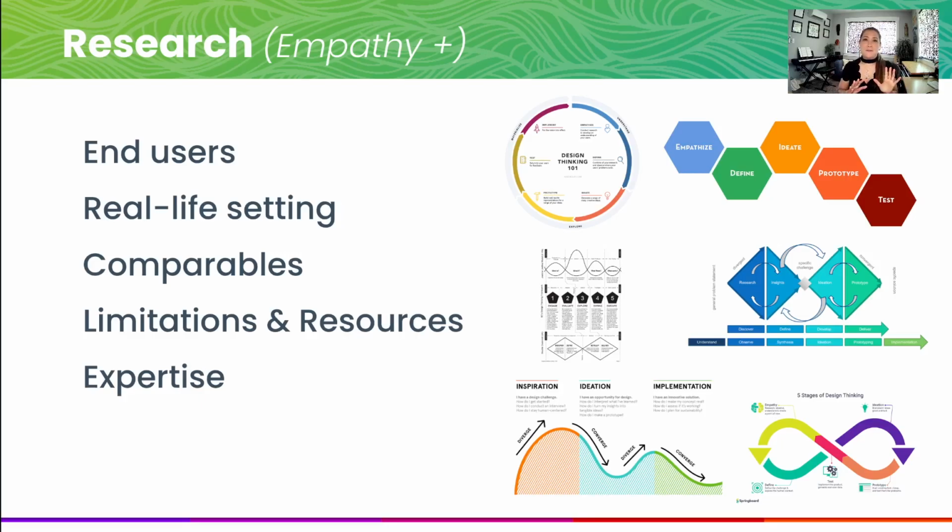So I just want you to know the Stanford model fits within my framework, but my framework maybe includes a little bit more. Research includes figuring out who your end users are, finding that empathy for them. What is it that they want? How do they feel? Where are they working with this in real life situations? Also, finding comparables. What else has been created that's similar to this?